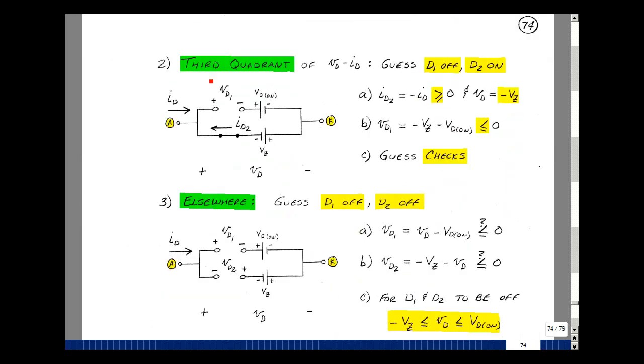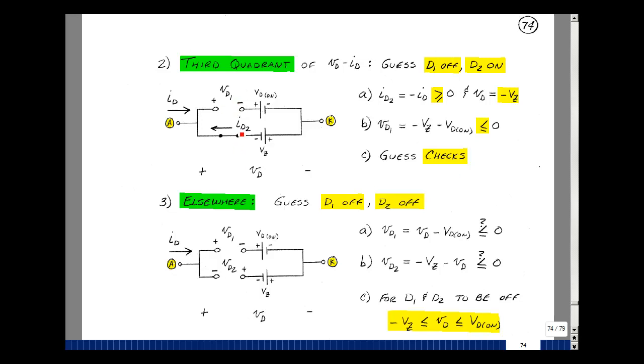What about the third quadrant on that VI characteristic on the previous page to the left-hand side? If we're in the third quadrant, the current I sub D is negative. In other words, it's coming in this direction. The diode D1 can't be on, that's where the bar is. Looks like D2 would be on, so let me guess that D2 is on and D1 is off. Replace this by a short circuit, and the voltage across the cathode anode would be equal to V sub Z, but from anode to cathode, which we're calling V sub D, would be equal to minus V sub Z. I'll see whether diode 1 is off. Let's go around the loop. The rise in voltage is V sub D1. The drop is minus V sub Z minus V sub D on. But V sub Z is positive, V sub D on is positive, and so this is less than or equal to 0, so the guess checks.